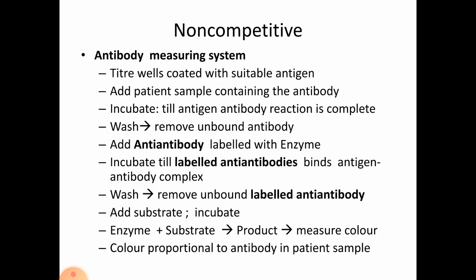In the same way for the antibody measuring system, the difference is that we use a well coated with suitable antigens. For antibody measuring we use an antigen-coated well, and the patient sample with antibodies is added, then incubated and washed. Then an antibody labeled with enzyme is added, and it is incubated till the labeled antibody binds to the antigen antibody complex, and then it is washed to remove the unbound, and then substrate is added and incubated to get a colored solution, and the color intensity is measured.